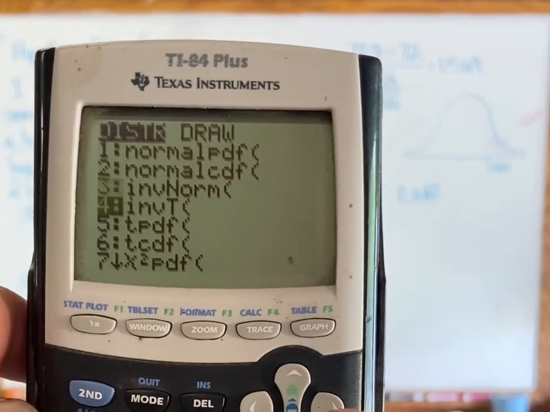inverse normal, inverse t. Hold on a second, you guys, I'm going to have to take a break.